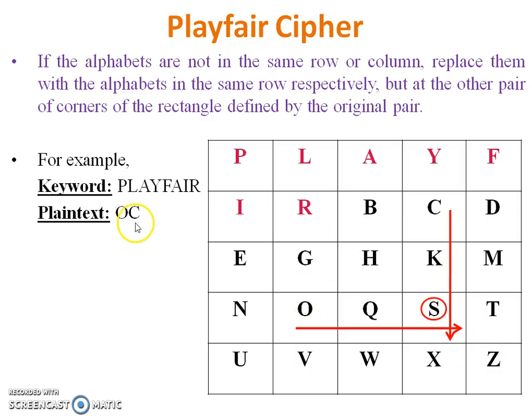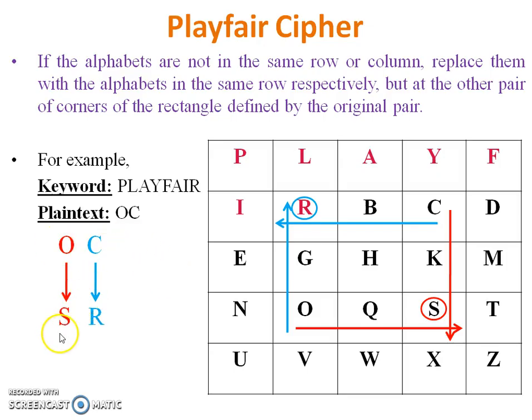Now check the row in which C is placed. So this is the row of C, in which we find where it intersects with O's column. Now check: here it is R. So my plaintext is OC and it generates the ciphertext SR. Ciphertext is SR as per the above rule.